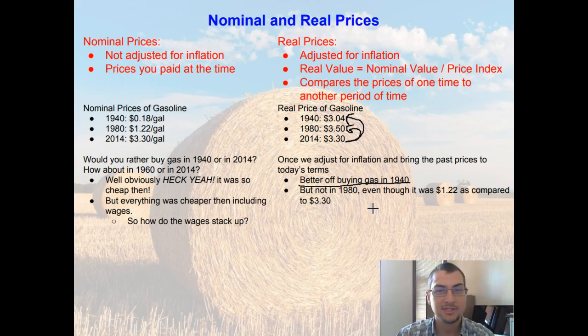So you hear that old timer say, well, back in my day it was 25 cents, and even then it was expensive. It's because it was. The price of gasoline has historically always been around $3 if we adjust it for inflation. It's just that back then the nominal prices of everything were lower. So we always have to adjust for inflation, bring it into these real prices, to be able to compare apples to apples.